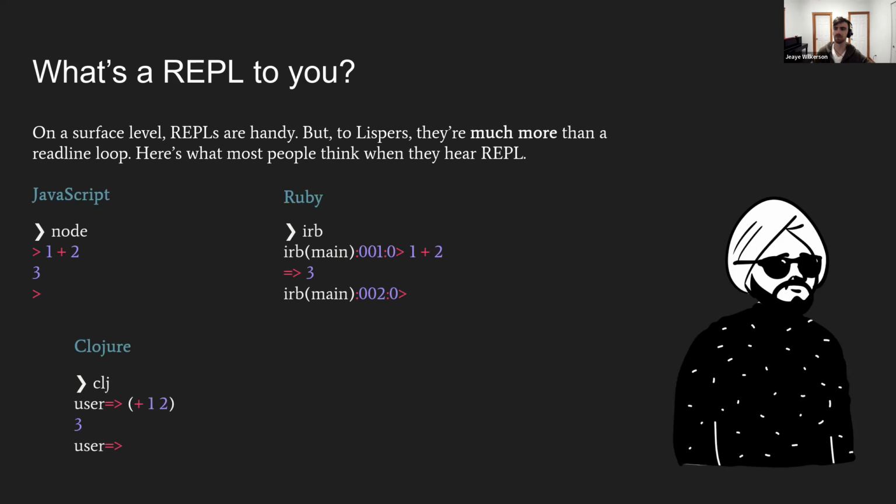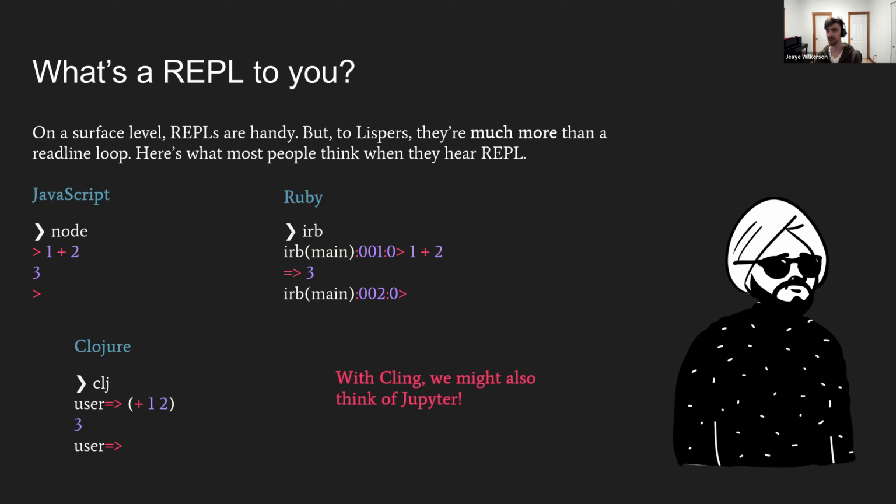Mainstream programmers, when they think REPL, think, okay, I'm going to type node, and then I have a read line loop, and I can start typing some things into that and getting some results. And you could do this in Clojure as well, as I demonstrate here. It's all effectively the same.